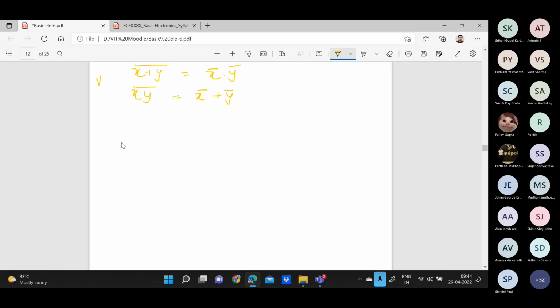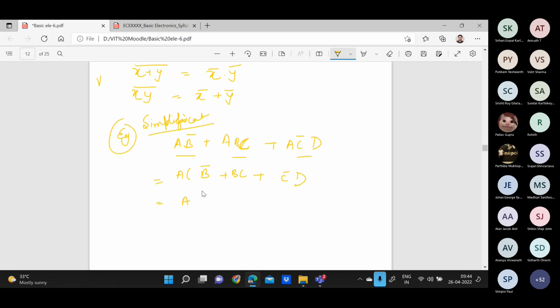We have so many steps. Here we have one example for the simplification: a b bar plus a b c plus a c bar d. I'm talking about simplification. That means you have so many literals like this, and we have to simplify the expression by using the theorems. So what we can do here is take a common, giving a times (b bar plus b c plus c bar d), right?